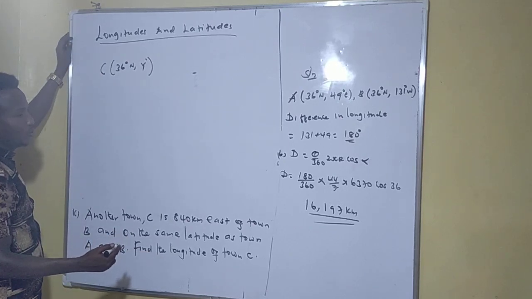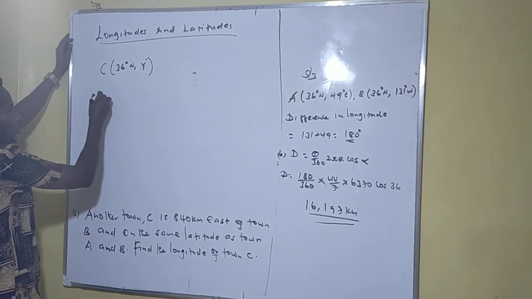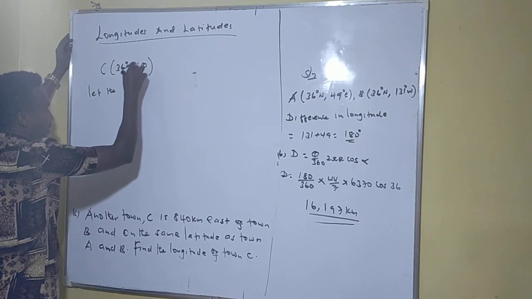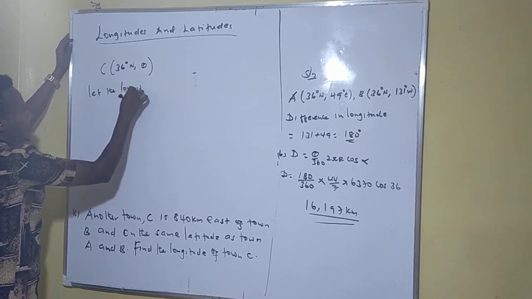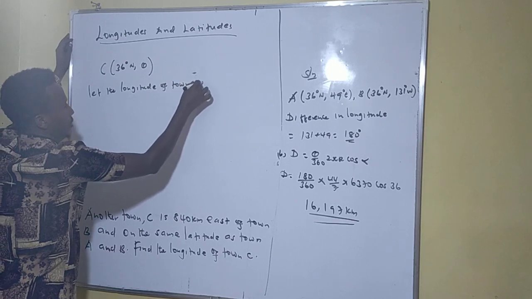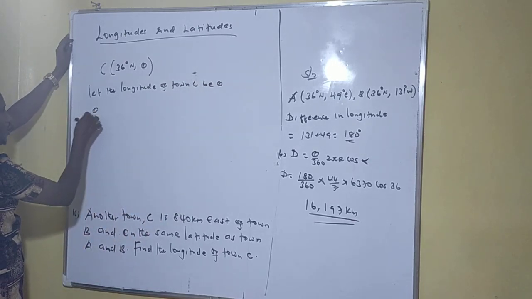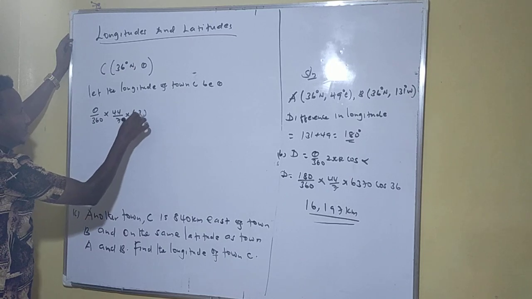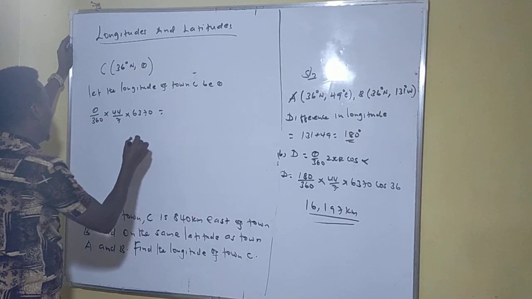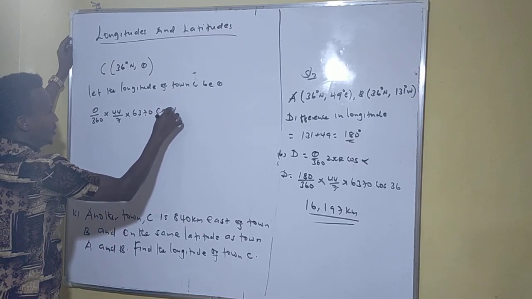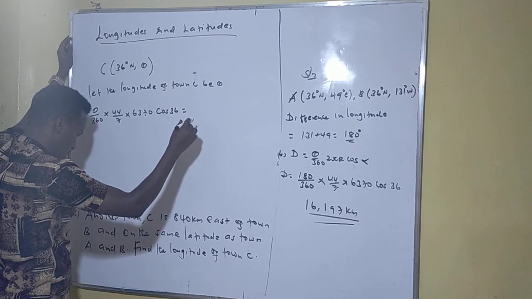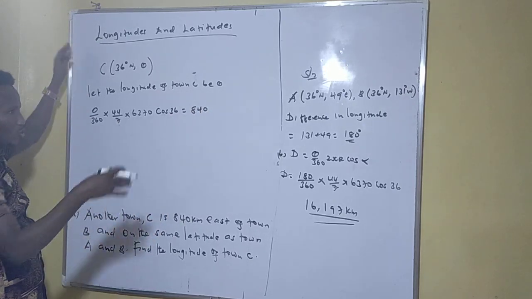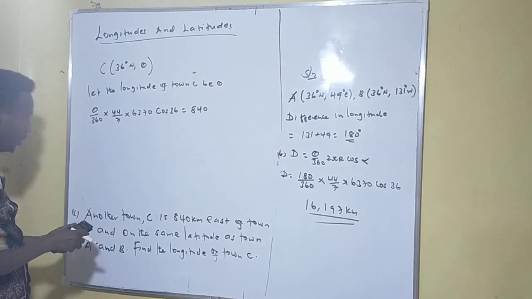So you can get the longitude because we have the distance. Let the longitude of town C be theta. So I can say theta over 360 times 2 pi r, my r is 6370, is equal to the total distance, which is 840 km. Remember the town is also lying on the same latitude as that of A and B. So we will look for theta.